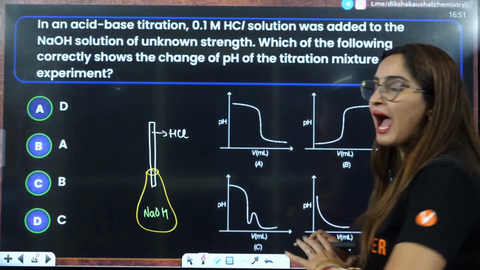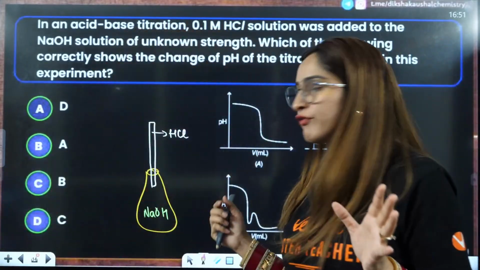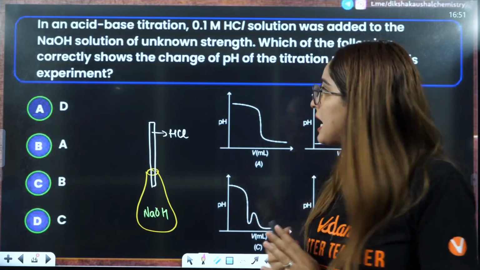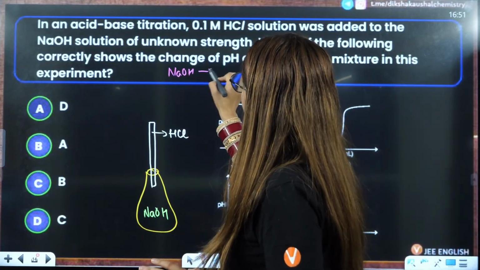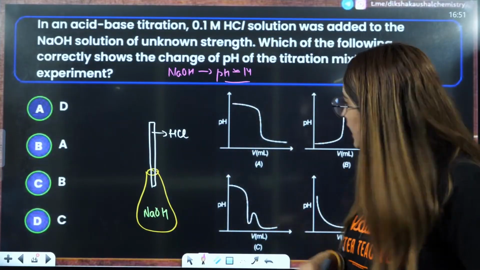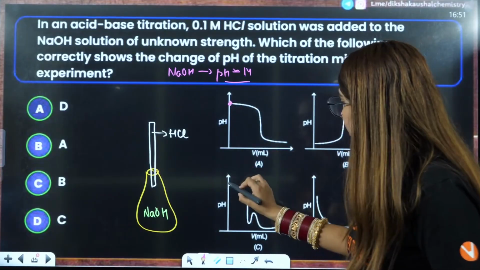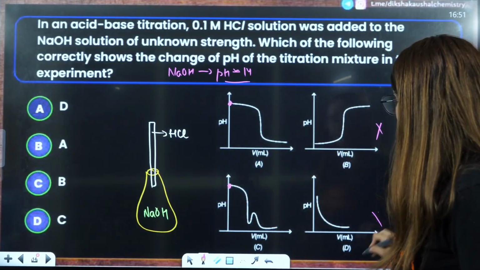So when you had no HCl in the conical flask, you only had NaOH. And NaOH, we know, has a very high pH. You can take approximately 14. That means the pH initially will be very high. That means these two are automatically eliminated.